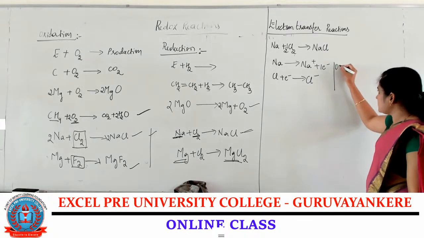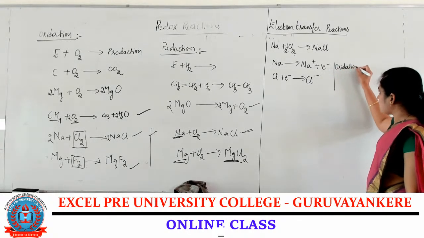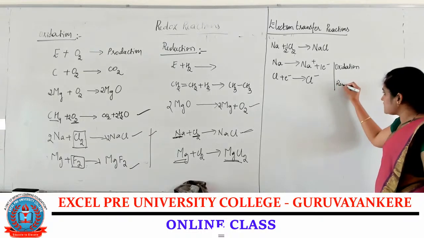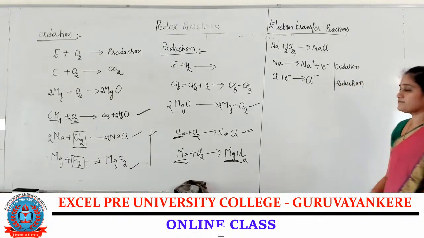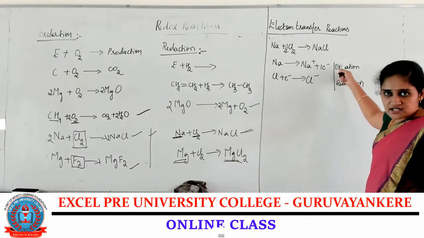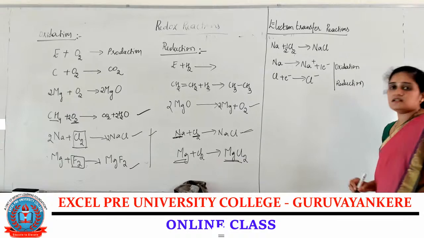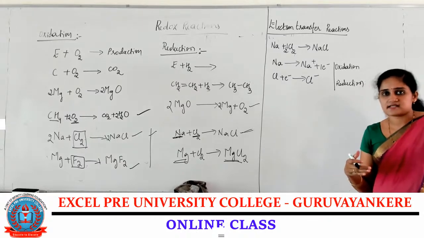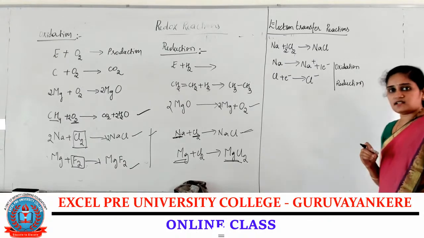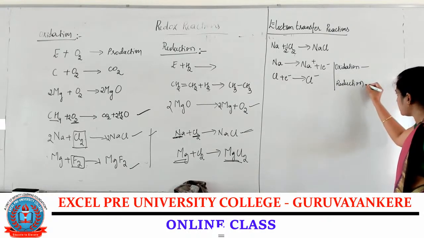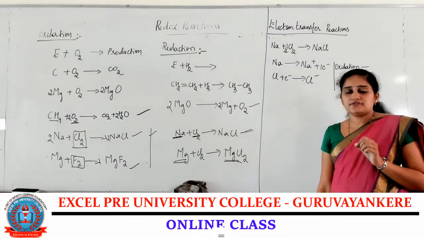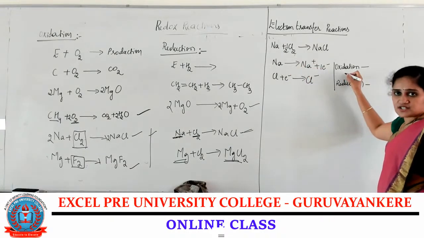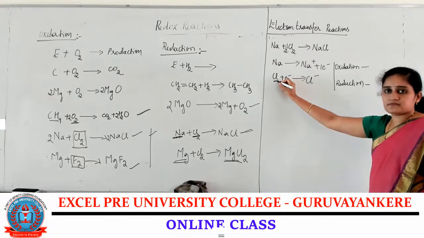So one is oxidation, losing of the electron. Gaining of the electron is a reduction reaction. Both oxidation and reduction taking place simultaneously form a redox reaction. And using these, we can identify the oxidizing agent and the reducing agent. Sodium undergoes oxidation, that is for the chlorine atom.